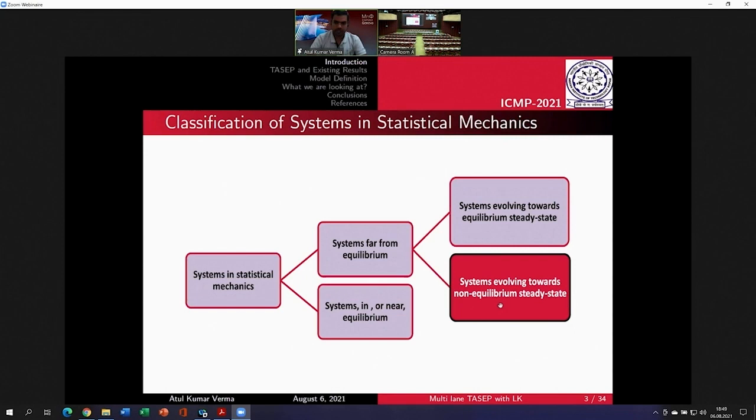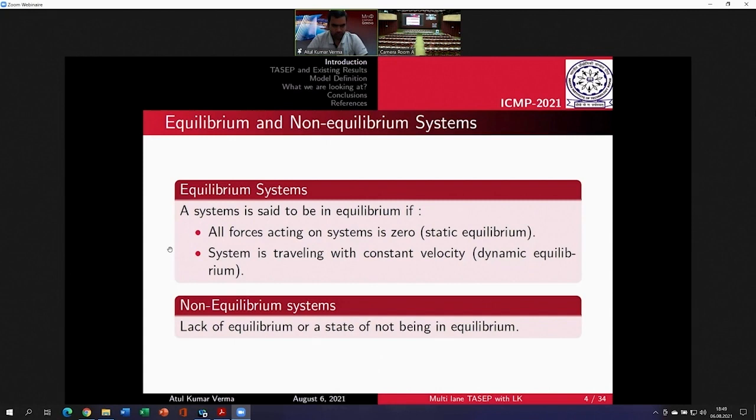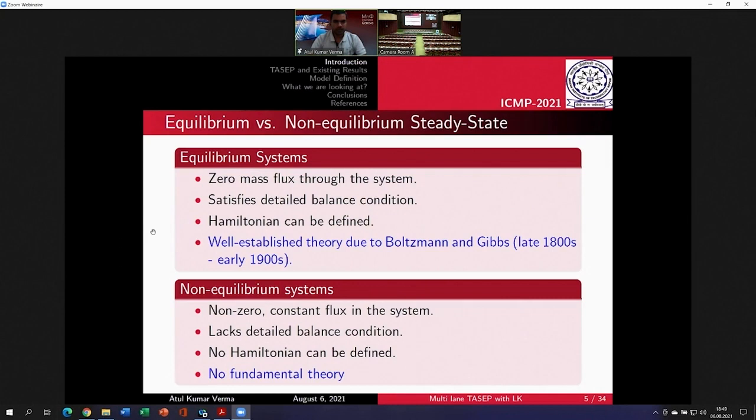In this talk, I will be talking about this type of system, which belongs to systems evolving towards a non-equilibrium steady state. We know that for equilibrium systems in physics, we can roughly say that if all forces acting on a system are zero, then it is in static equilibrium. Similarly, we can define the dynamic equilibrium. And all those systems which are not in equilibrium belong to non-equilibrium systems. If we compare these two types of systems, equilibrium systems have zero mass flux, while in non-equilibrium there is a non-zero constant flux in the system. And they satisfy detailed balance, while in non-equilibrium there is no detailed balance condition.